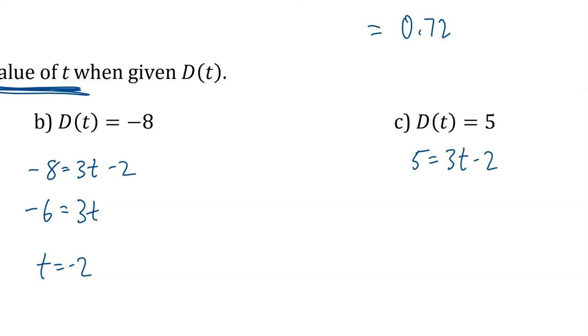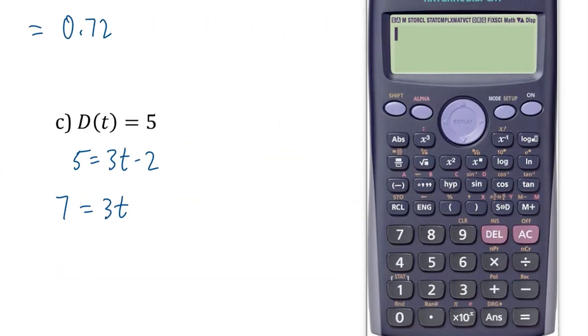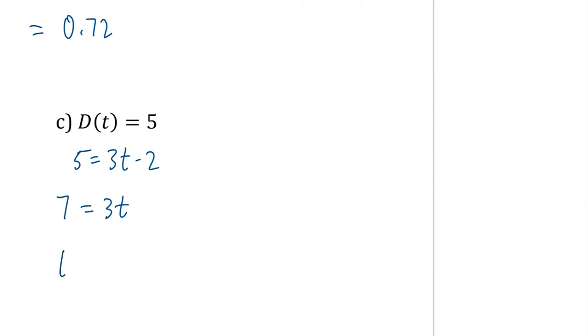Last one, add 2, 5 plus 2 is 7. Divide both sides by 3. 7 divided by 3 is 7 over 3. Or 2.3333333 forever, right? So we would leave this as a fraction.